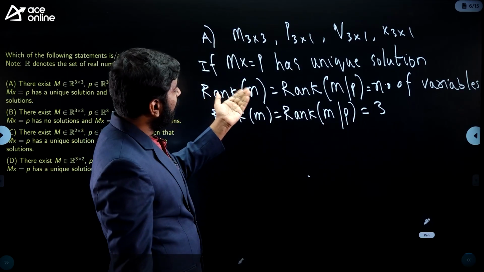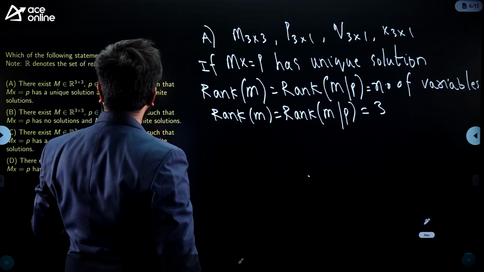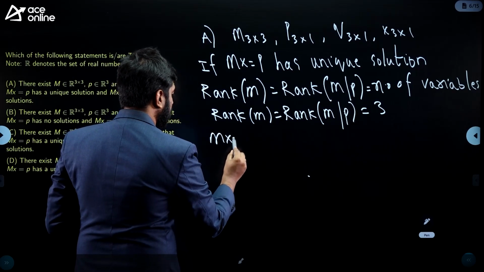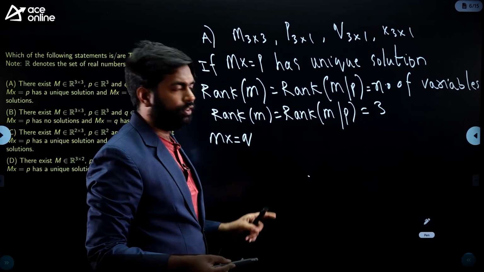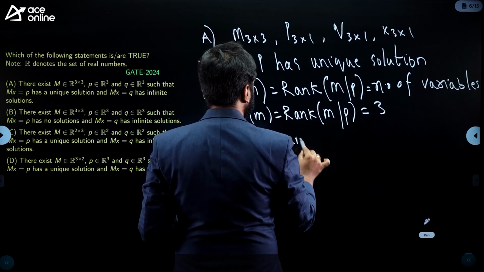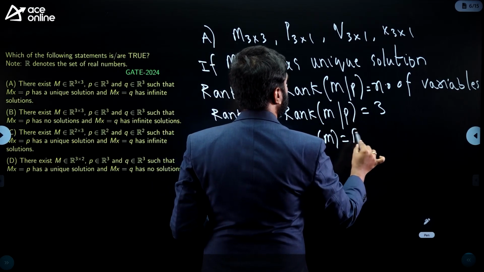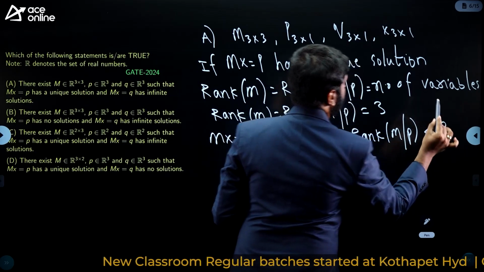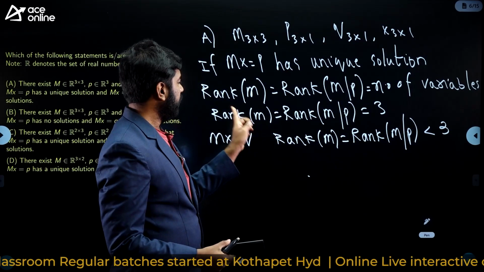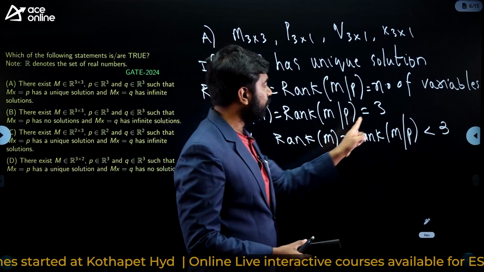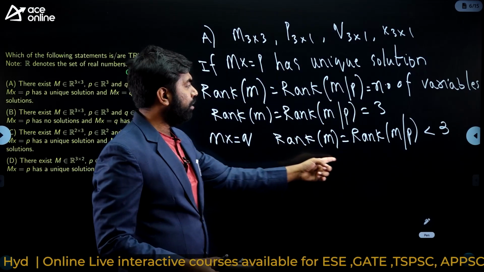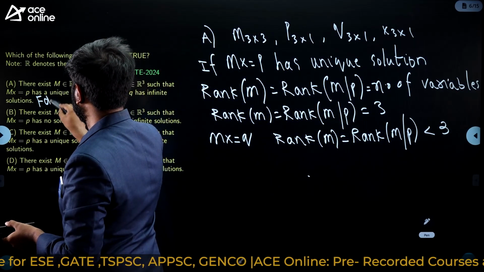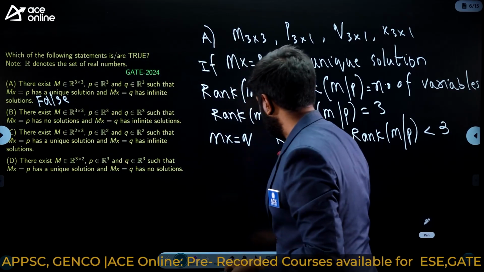So if Mx equal to P has unique solution, what about Mx equal to Q? He says Mx equal to Q has infinite solutions. Is that possible? So let's check Mx equal to Q. If you want infinite solutions for Mx equal to Q, then the rank of M must be equal to the rank of MP, and it should be less than the number of variables, which is 3. But we already said that if Mx equal to P has unique solution, then for sure rank of M is 3. This is contradicting. That means option A need not be true. So the first option is eliminated.